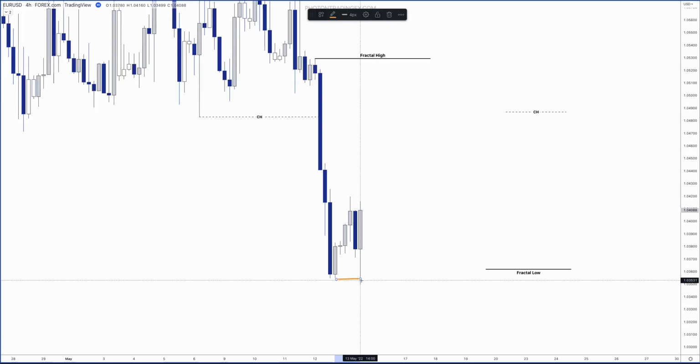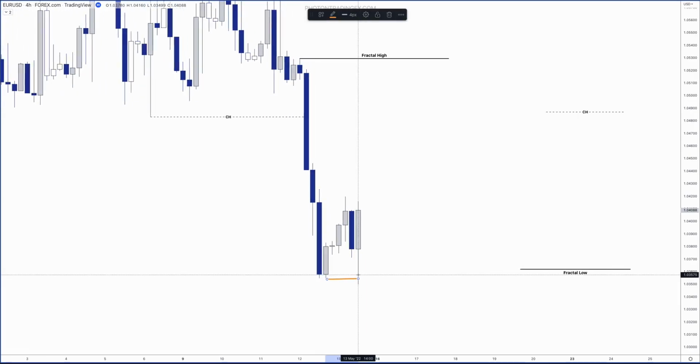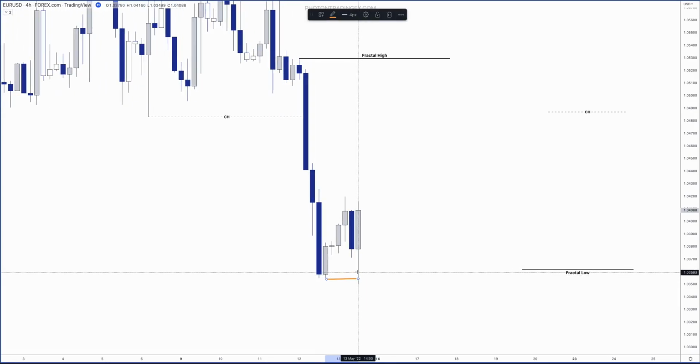And at that exact moment in the live market, you want to look back and go, where is our nearest fractal high now? Remember, it's the nearest candle that failed to break the previous candle's low. So did this candle break the previous candle's low? Yes, it obviously did. Did this candle? Yes. Did this candle break the previous candle's low? No, it didn't, okay?